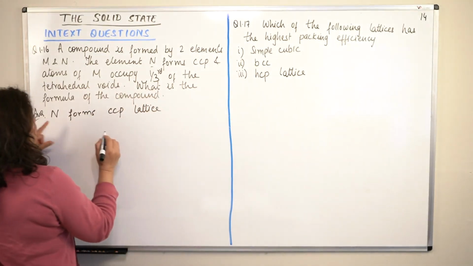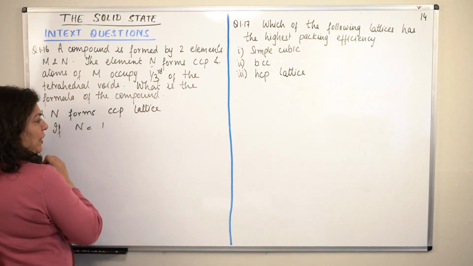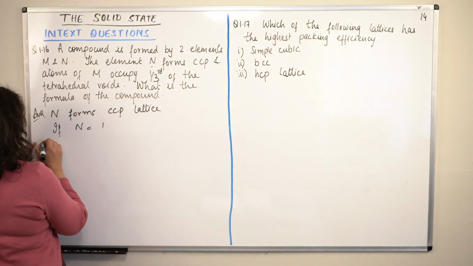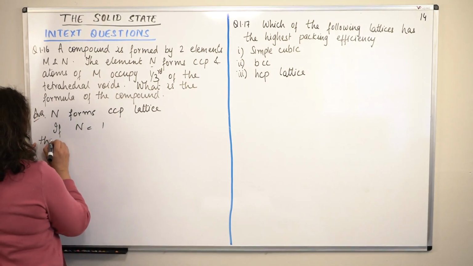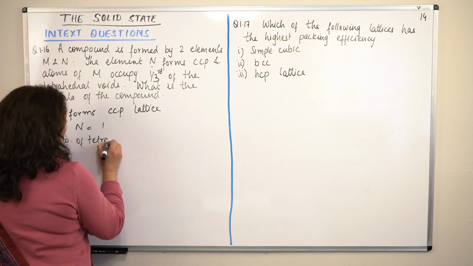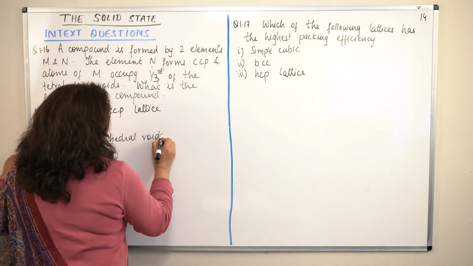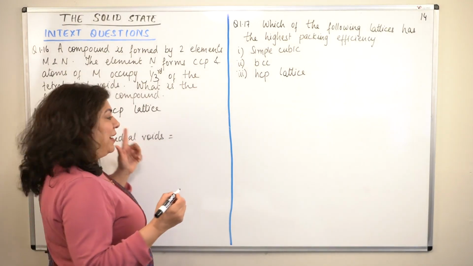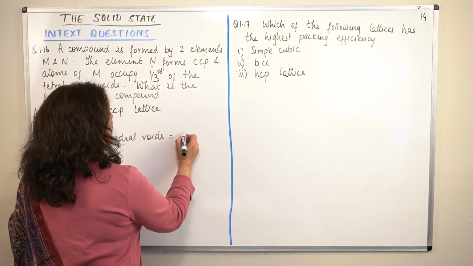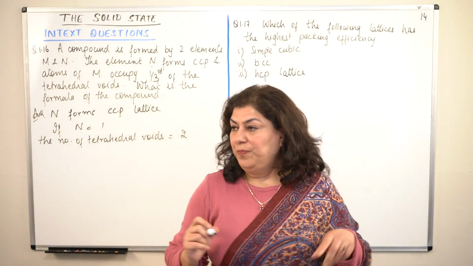Let us say the number of atoms of N is equal to 1, then the number of tetrahedral voids, how much would they be? They are twice the value of N. Since N is 1, the number of tetrahedral voids would be 2.